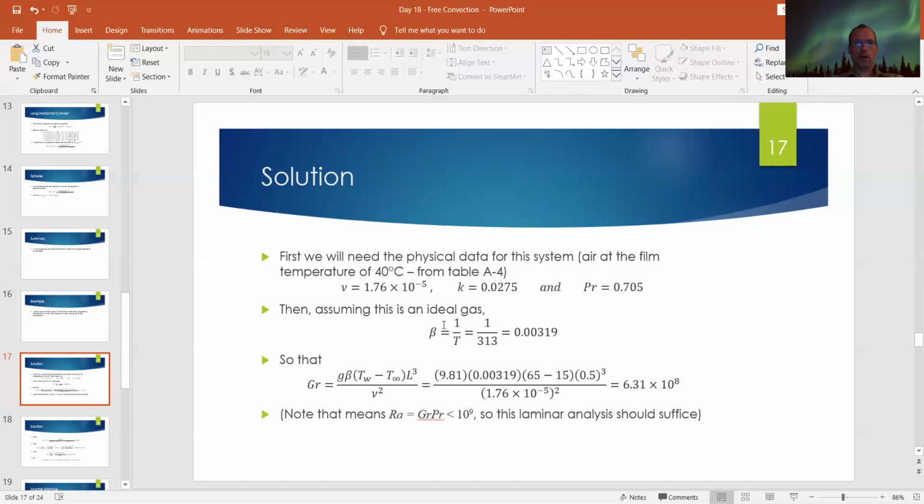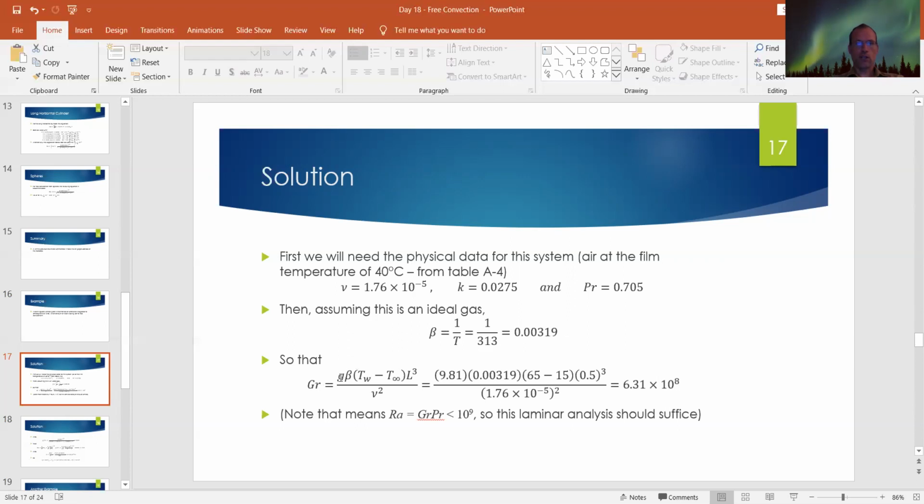Then for my volume coefficient of expansion, any value for liquids will be given in the table, but any value for gases are not, and that's because you can assume gases are ideal gases. For an ideal gas, the volume coefficient of expansion is simply 1 over the temperature. Make sure that's in Kelvin. So 40 degrees, 313 Kelvin, gives me a volume coefficient of expansion of 0.00319 per Kelvin.